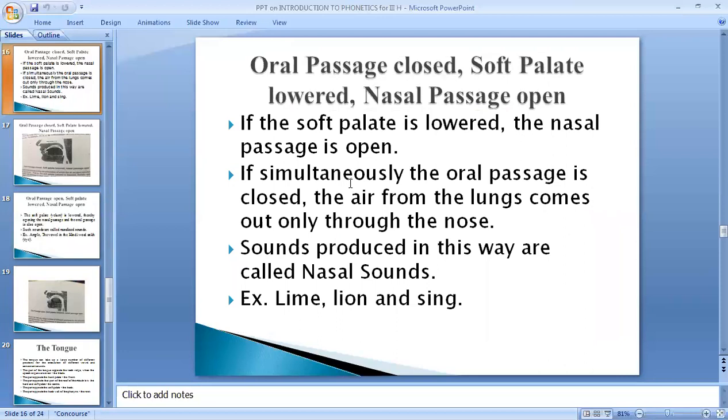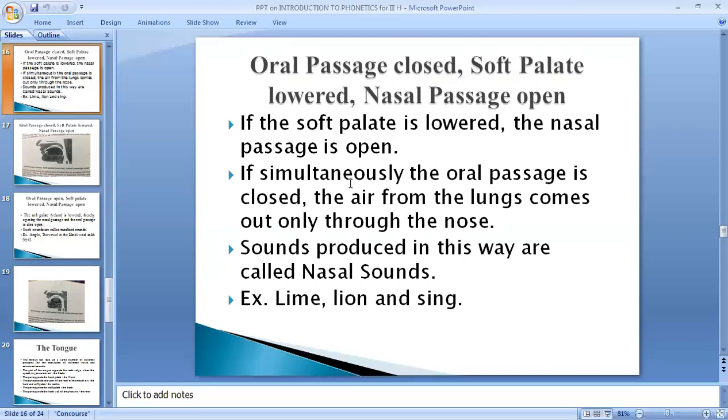Next, how will nasal sounds be produced? If the soft palate is lowered, the nasal passage is open. If simultaneously the oral passage is closed, the air from the lungs comes out only through the nose. Sounds produced in this way are called nasal sounds. For example, ma, na, nya sounds, as in the English words lime, lion, and sing.